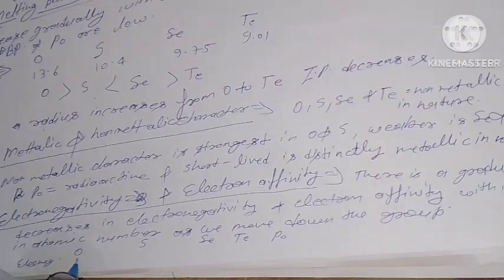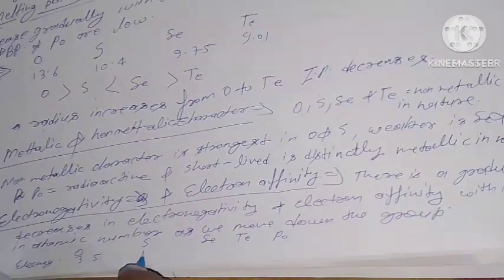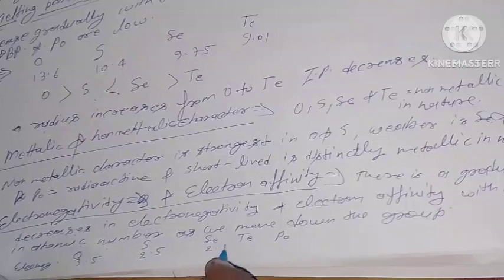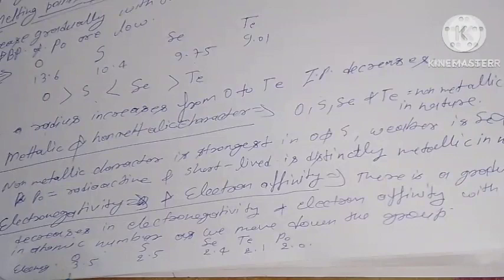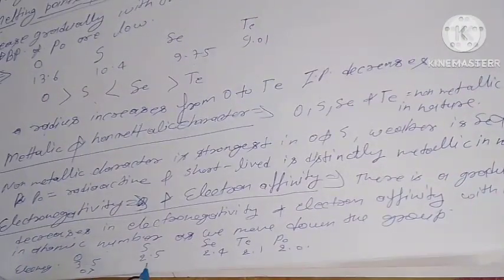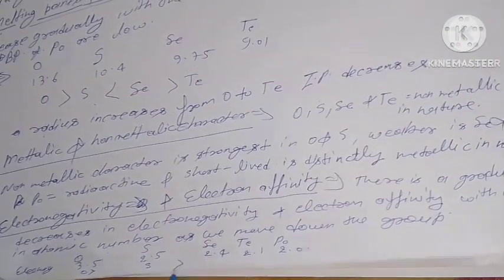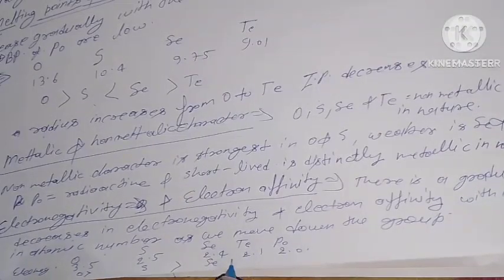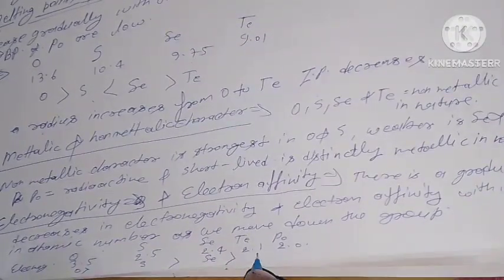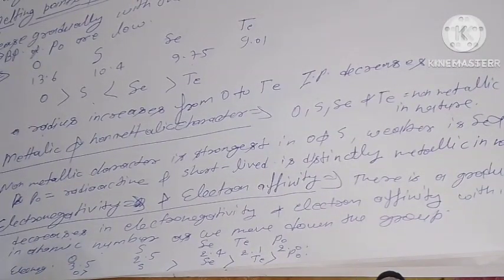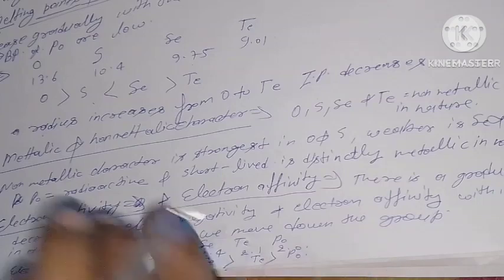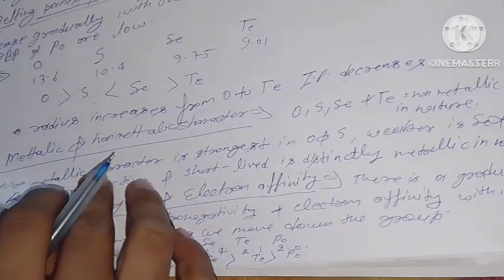Then electronegativity: 3.5, 2.5, 2.4, 2.1 and 2.0. The electronegativity of oxygen is greater than sulfur, greater than selenium, greater than tellurium, greater than polonium. The decrease in electronegativity is due to increase in the radius from oxygen to polonium.